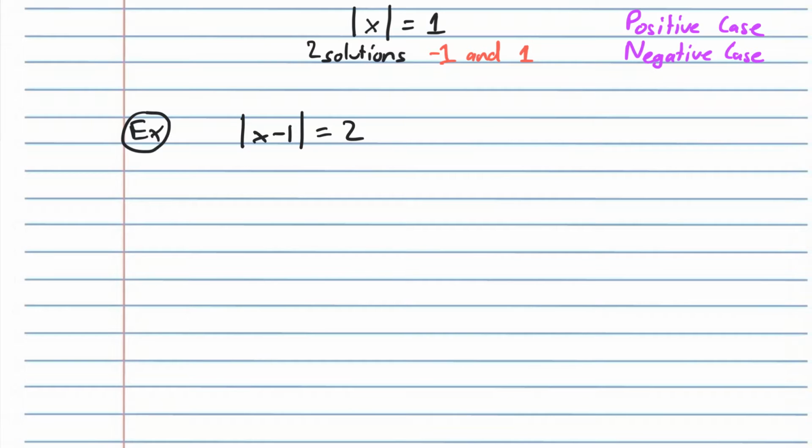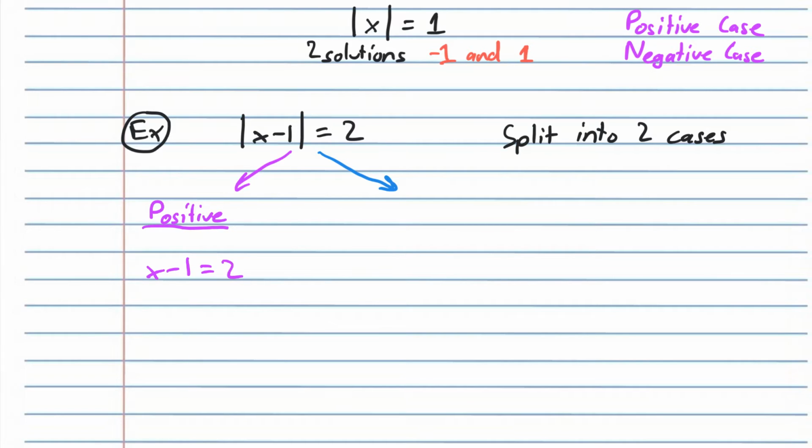From there, you can split it up into two different cases. I'm going to color code mine, and I'll write that out: split into two cases. For the positive case, you don't change a thing. You just write down exactly what it is, just without the absolute value bars. So our equation would be x minus 1 equals 2. Again, don't change a thing.